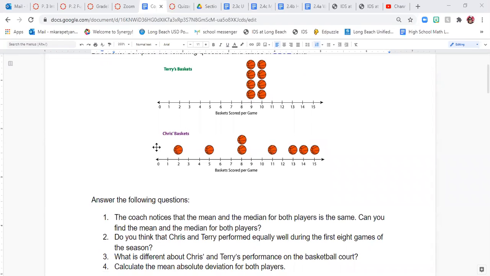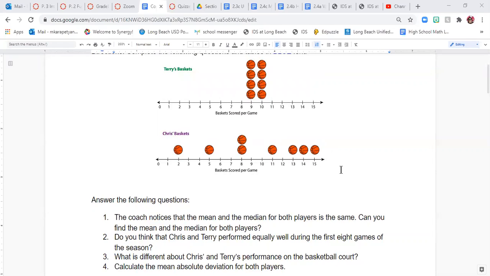And then we're given Chris's baskets. Again, baskets scored per game. In this case, there was one game that Chris only scored 2 baskets, another game that Chris scored 5 baskets, and so on. And over here, there was actually a game that Chris scored 15 baskets.